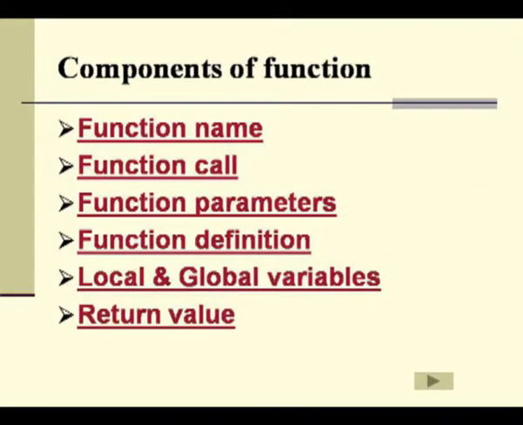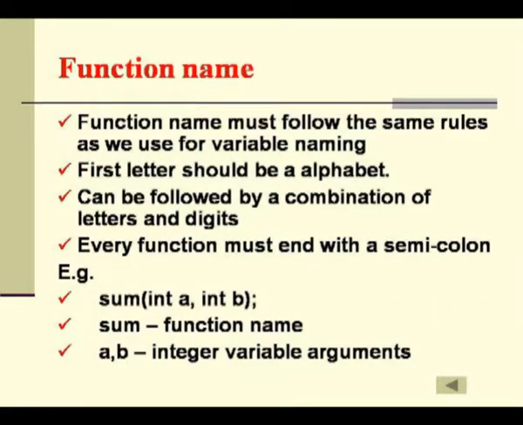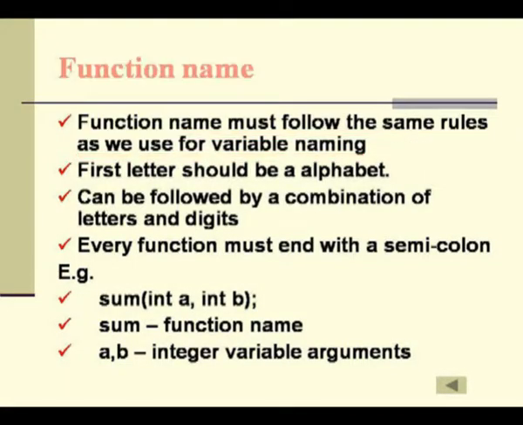These are the components of the function that we had seen now: function name, function call, function parameters, definition, local and global variables, and the return value. So, what is this function name? Now, what are the rules that govern the use of this function name? It must follow the same rules as we use for variables.